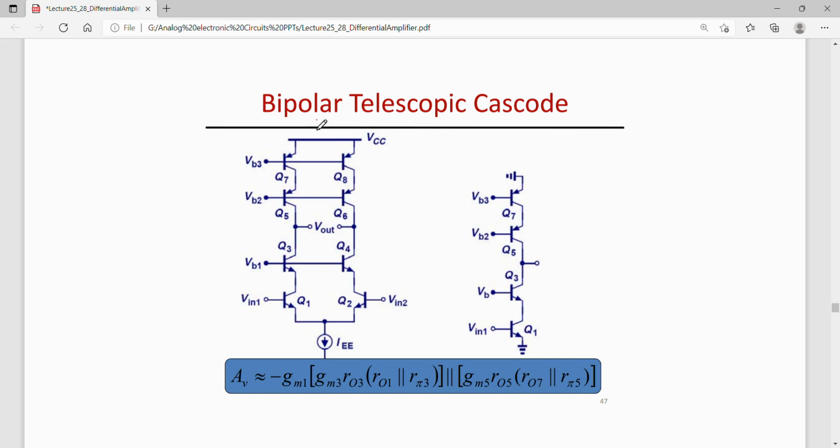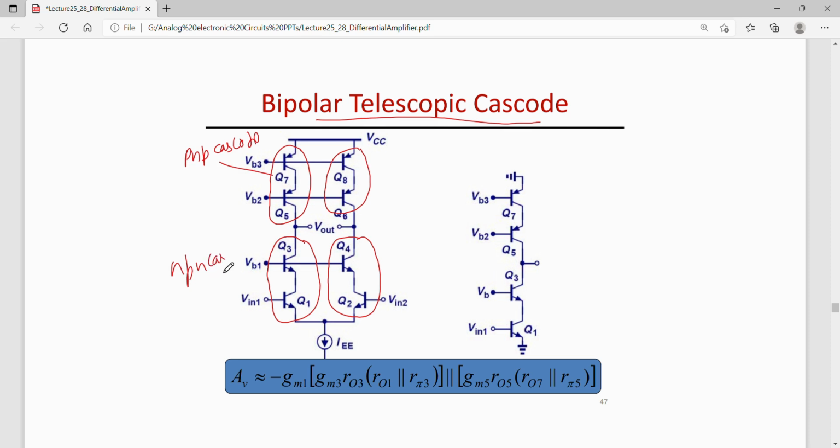Then this is a bipolar telescopic cascode, where you have an NPN cascode, two NPN cascodes and two PNP cascodes, right? So PNP cascodes as a load to NPN cascode. Okay. So for this, again finding out the gain, we'll divide this circuit into half circuit.